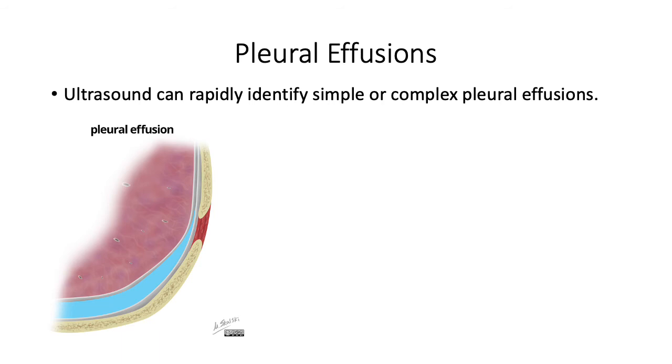Let's talk about pleural effusions next. Ultrasound can rapidly identify simple or complex pleural effusions. A pleural effusion is a buildup of any excess fluid, exudate, malignancy, or infection between the visceral and parietal pleura of the lung. Just to review, the visceral pleura is superficial to the lung and directly covers the entire lung. The parietal pleura is the outer layer and attaches to the mediastinum, the chest wall, and the diaphragm. The lung's visceral pleura and parietal pleura are separated by the pleural space.